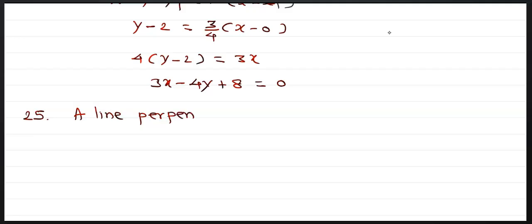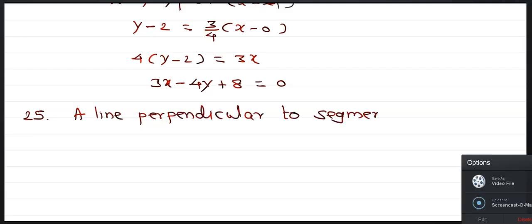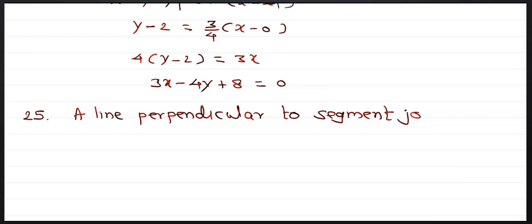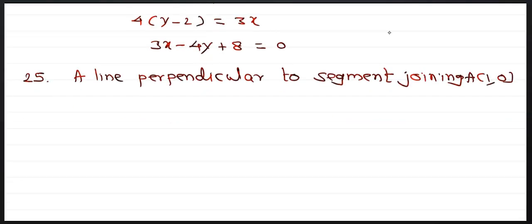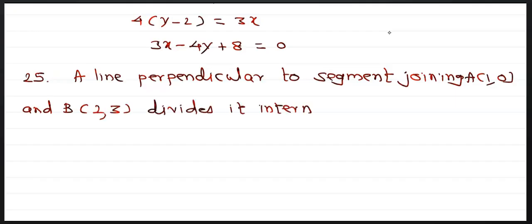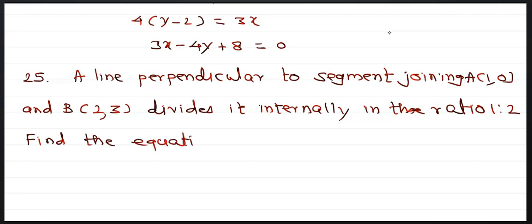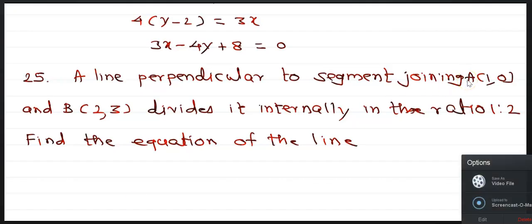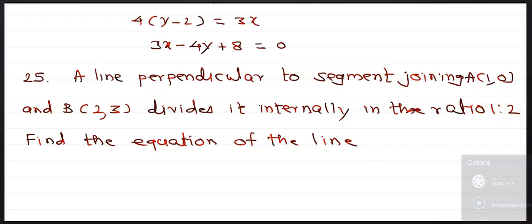Now question number 25. A line perpendicular to the segment joining the points A (1, 0) and B (2, 3) divides it internally in the ratio 1:2. Find the equation of the line. Now there is a line which is perpendicular to the segment joining these two points, and it divides that segment in the ratio 1:2. See this from the figure, you will understand.